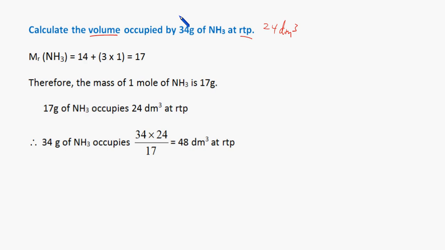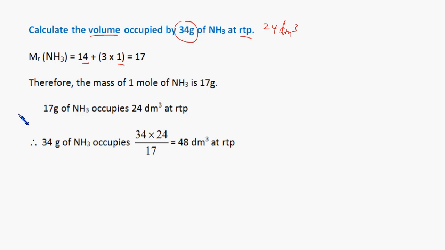But because we are dealing with masses here, we need to find the relative molecular mass of ammonia. The formula for ammonia is NH3. So the mass number of nitrogen is 14 and the mass number of hydrogen is 1. So you have 14 plus, we have 3 hydrogen atoms, so it'll be 3 multiplied by 1, and that gives us 17. So what does this number mean? It means that the mass of 1 mole of ammonia is 17 grams.